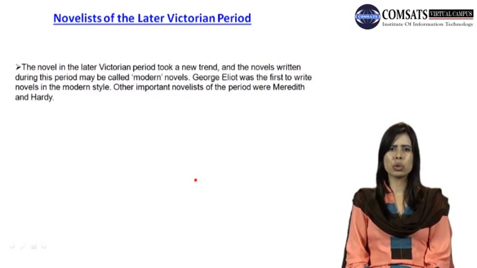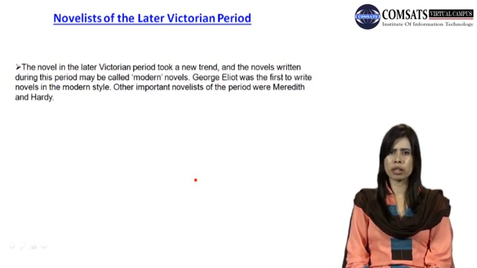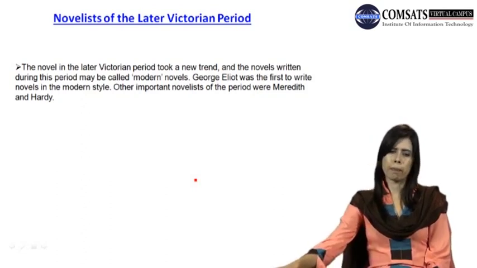The point is that George Eliot started writing novels for the very first time in modern style in the Victorian Age, and then the other dominating figures in the Victorian Age were Meredith and Hardy. So when we talk about the later period in the Victorian Age, we'll definitely focus on other novelists as well.